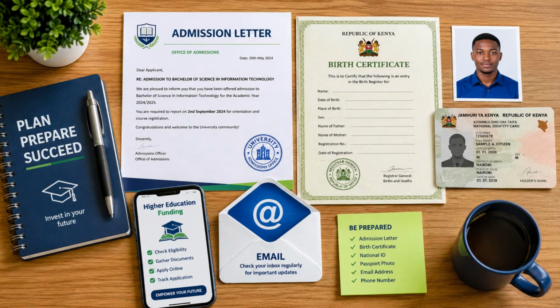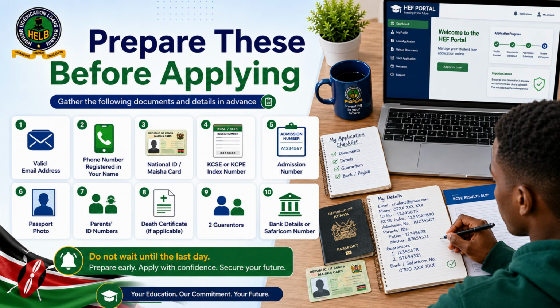Another question I need to answer is, what do you need before applying? Now before you start applying, you need to prepare some documents. Do not wait until the last day, when you're applying, to find out that you don't have this. Let me give you a list of things you must prepare. First, you need a valid email address. You also need a phone number registered under your name.